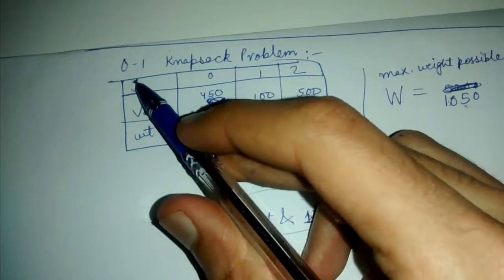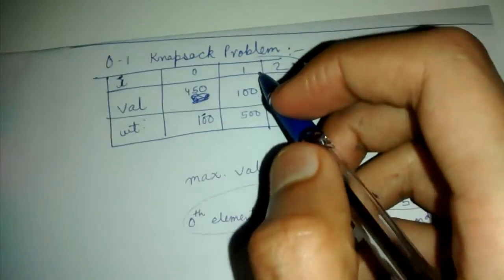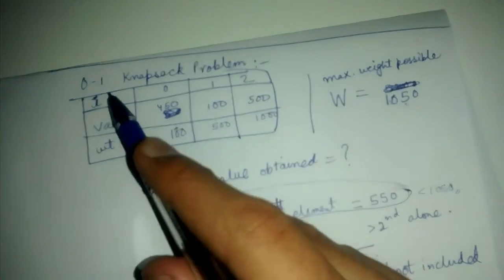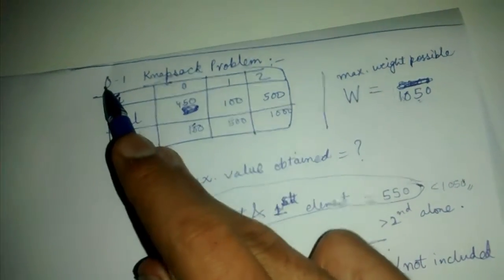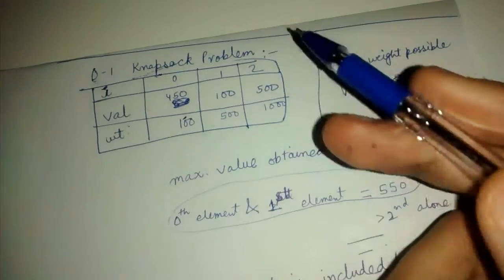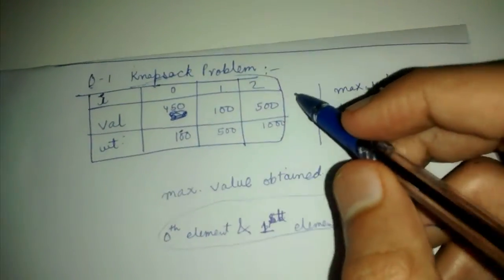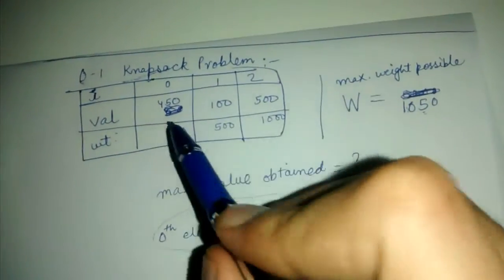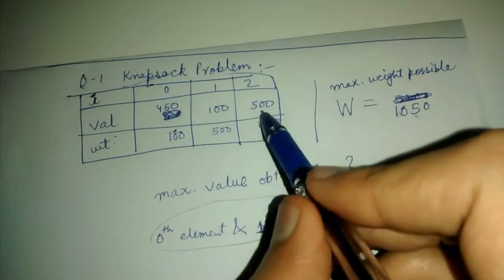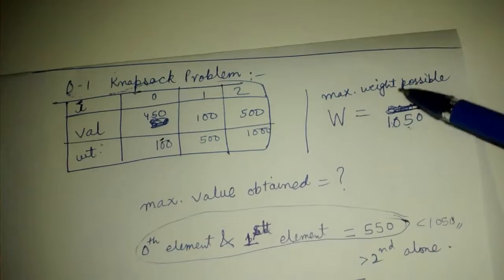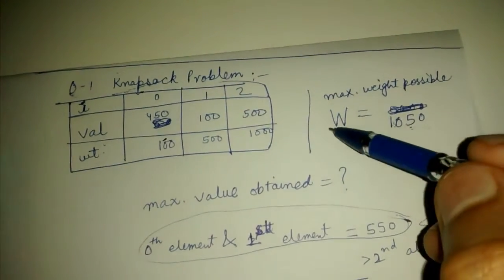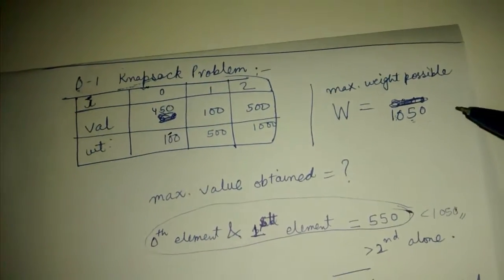Today we'll be looking at the 0-1 knapsack problem. It's called 0-1 because in the knapsack, or the bag, the element can either be not present or be present. So hence 0 and 1. And we want to maximize the value of items in the bag such that the total weight in the bag is less than W, that is 1050 in this example.